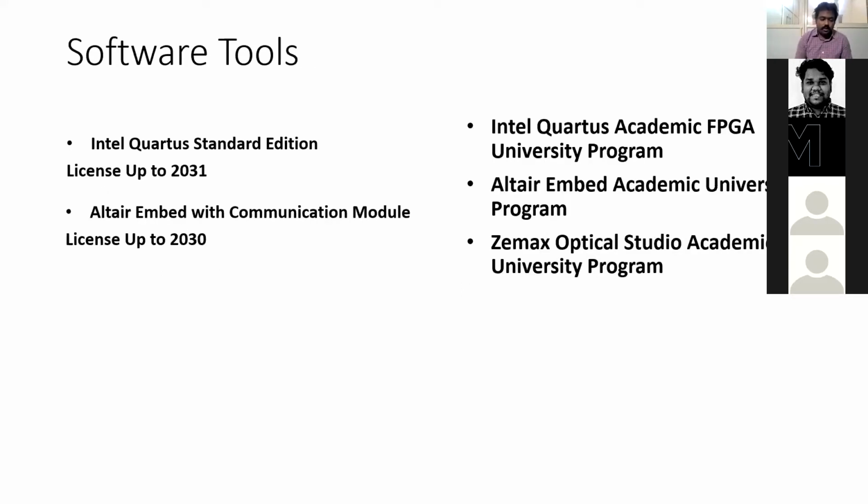Regarding the software tools, we have the Intel Quartus tool for FPGA programming, which has a license up to 2031, and the Altair Embed tool, which has a license up to 2030. Along with that, we have university programs that are very important for our students to get involved in, especially the Intel University Program and the Altair University Program along with Embed. We also have the ZEMAX OpticStudio University program, which is very essential for optical design, especially design of an optical tool for specific applications.